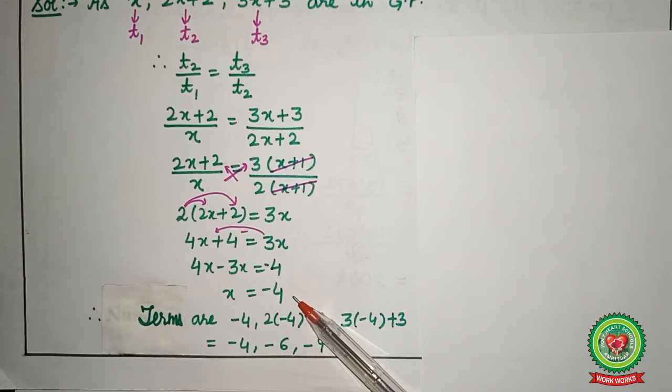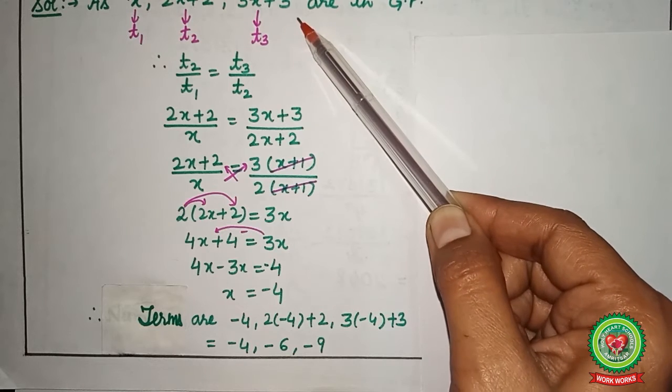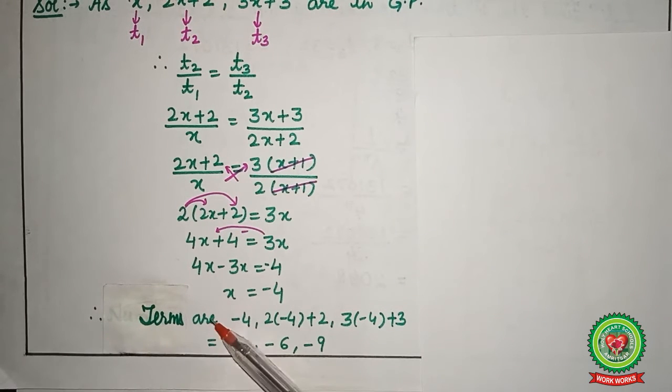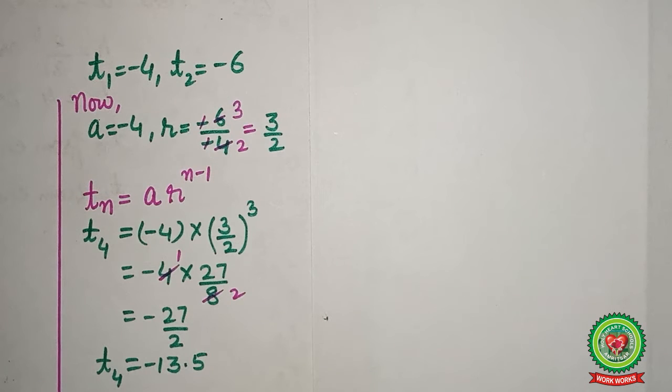When you put the value of x in the given terms, you will get the 3 terms, that is minus 4, and 2 into minus 4 plus 2, that is minus 8 plus 2 is minus 6. Then 3 into minus 4, that is minus 12 plus 3 is minus 9. In this way, we get the first 3 terms of the GP. Now, we have to find the 4th term of the GP.